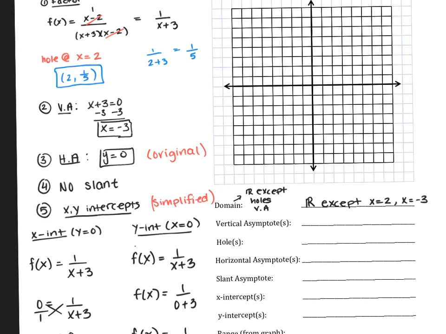Then that leads me to my next point. It says here, find the vertical asymptotes. Well, we did that. We got x equals -3. We found the hole.